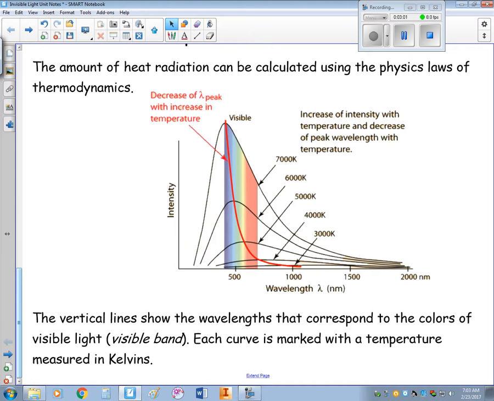So here's a graph, and we have temperatures corresponding with specific wavelengths, the increase of intensity with temperature, and the decrease of peak wavelength with temperature, all of that. The vertical lines on this graph show the wavelengths that correspond to colors of visible light. We call that the visible light band. And notice we have our wavelength from around 400 to around 650 or 700 nanometers. Each curve is marked with a temperature in kelvins.